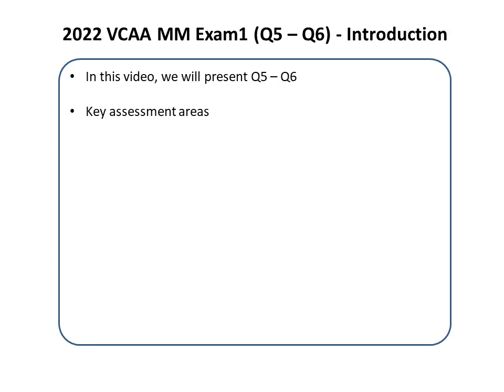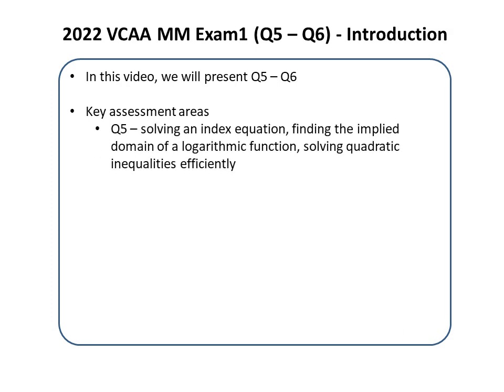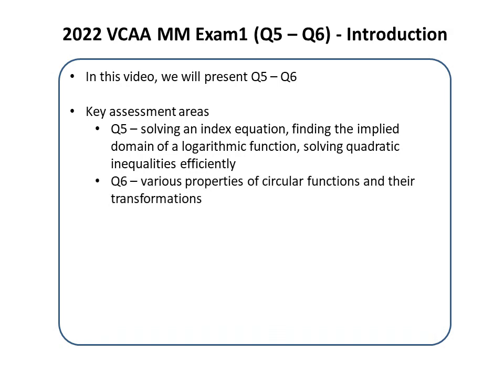Question 5 has two parts, and part A is to solve an index equation, while part B is to find the implied domain of a logarithmic function. To find the implied domain, students need to know how to solve quadratic inequalities efficiently. Based on a given trigonometry function, question 6 requires students to be familiar with various properties of circular functions and their transformations.